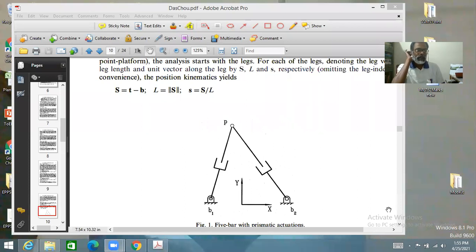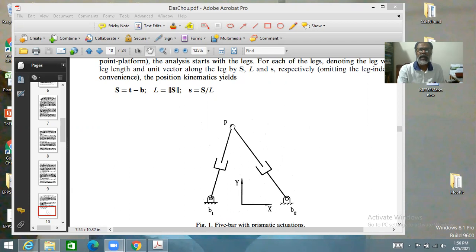Okay. So this is basically a 5-bar mechanism with prismatic actuations. One link is the base, then each leg is composed of 2 links, and one revolute joint here, one prismatic joint here, and finally one revolute joint. And this point is the end effector. This point is the location of the end effector. And that location, xy, is actually the basic coordinates of analysis here.